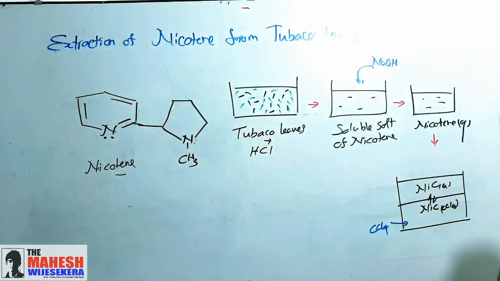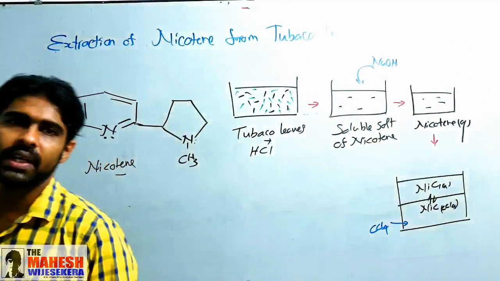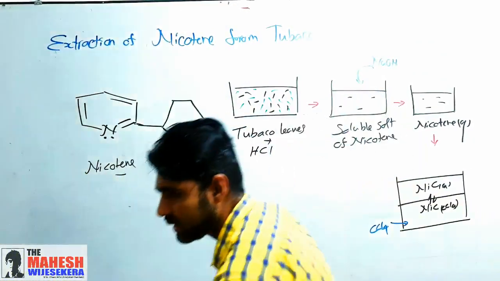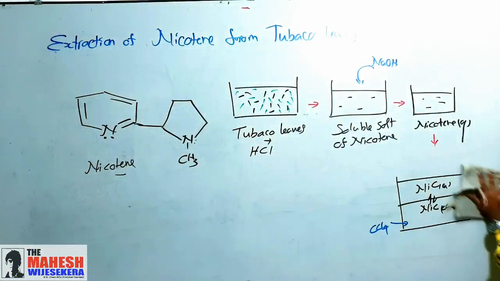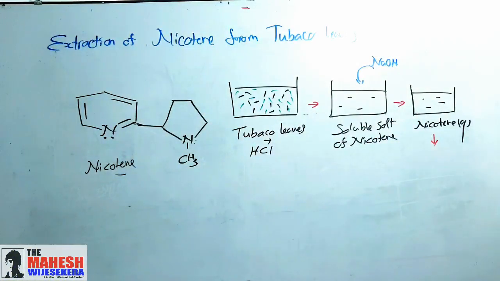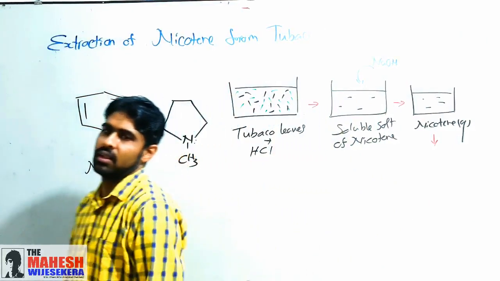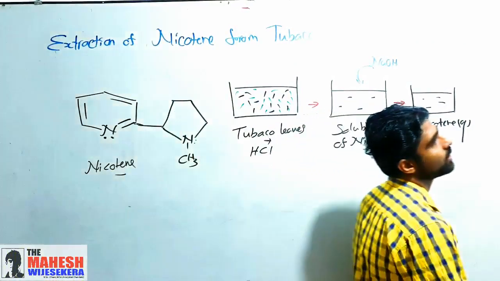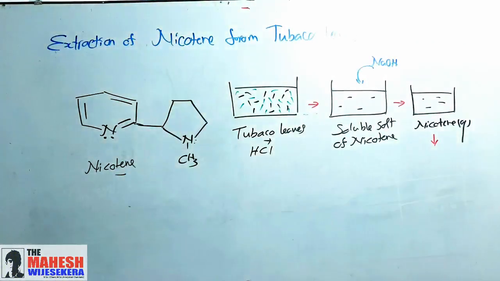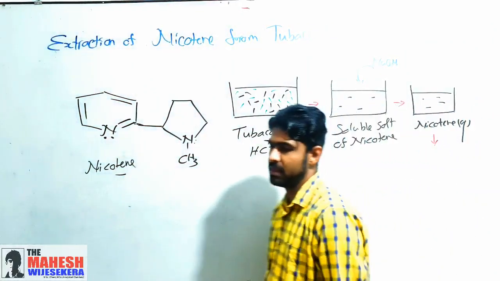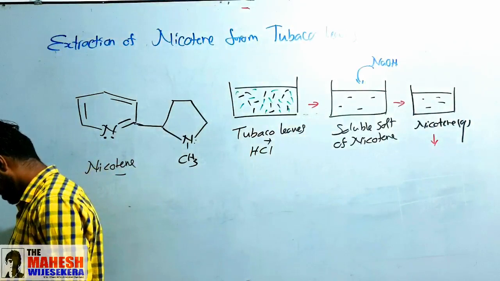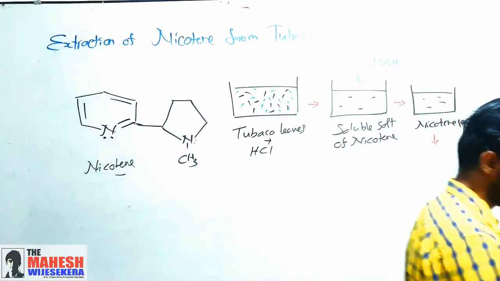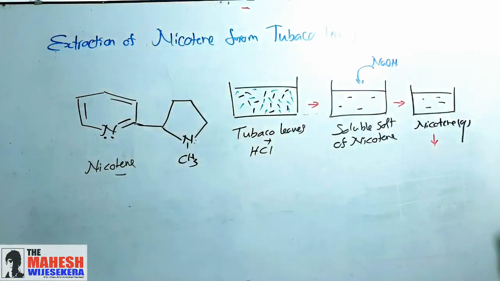Next one. Separate the CCl4 layer, and nicotine can be separated by evaporating the solvent.